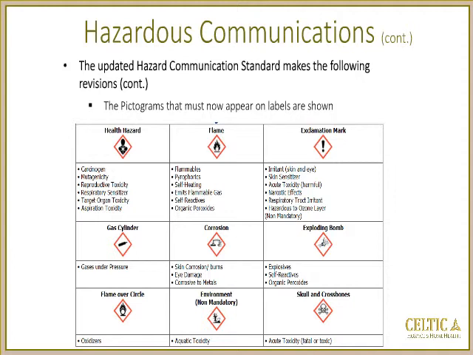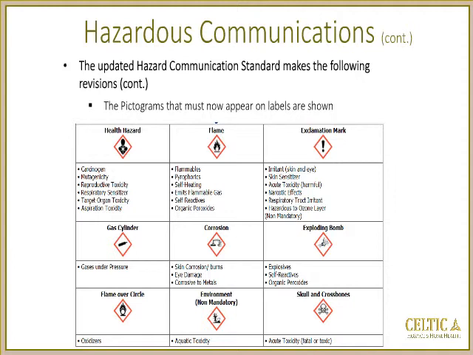This would signify anything with a carcinogen, mutagenicity, reproductive toxicity, respiratory sensitizer, target organ toxicity, or aspiration toxicity. The middle one in the top row is the flame, for flammable objects, pyrophorics, self-heating, chemicals that emit flammable gas, self-reactive chemicals, or organic peroxides. The third one in the top row on the right-hand side is an exclamation mark.